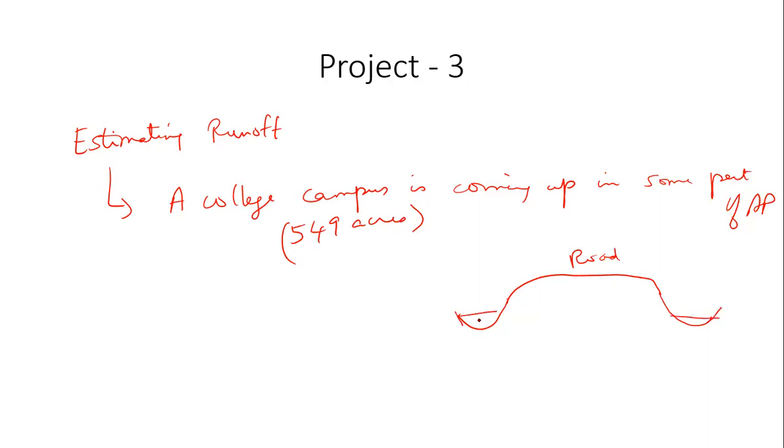The runoff, not only from the road but also from the other parts of the campus, will collect in these side drains, and it will flow off downstream to the outlet of the campus, wherever the campus outlet is, right? Now these side drains need to be designed. What is the basis for designing these side drains?